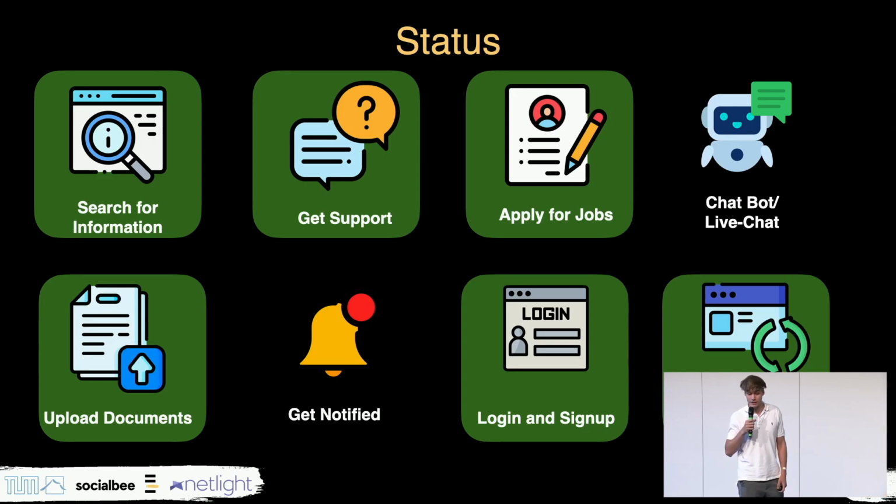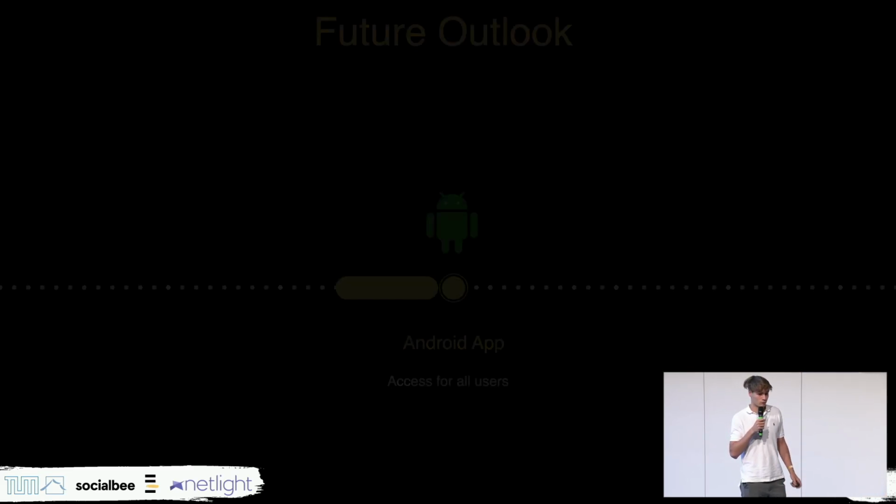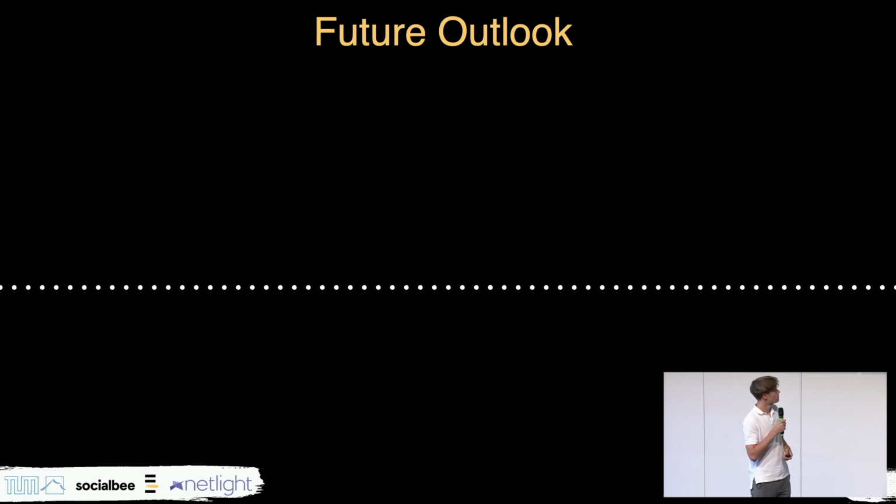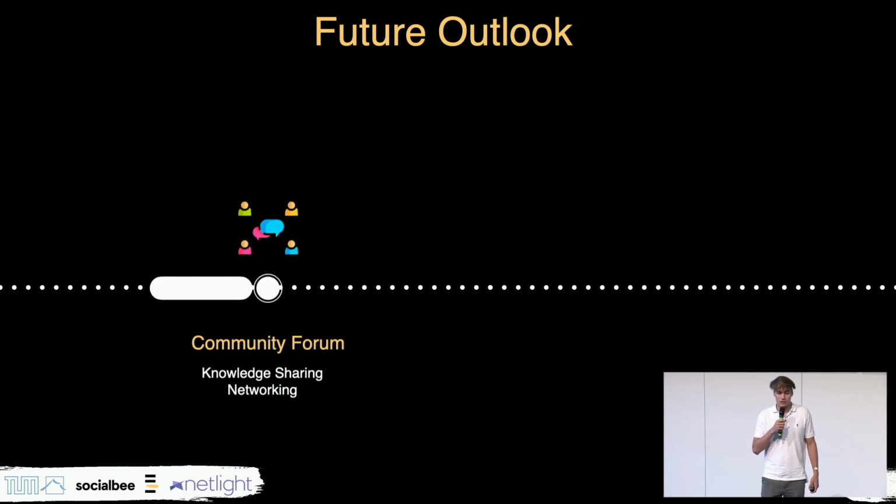But we also have some further development goals. First of all, since most of our candidates will not have an iPhone, development of an Android app is one of the most important next steps. In terms of features, while a chatbot or a live chat would enable candidates to talk to social recruiters directly, our long-term vision is a community forum where candidates can exchange information and answer each other's questions, and also network, of course.